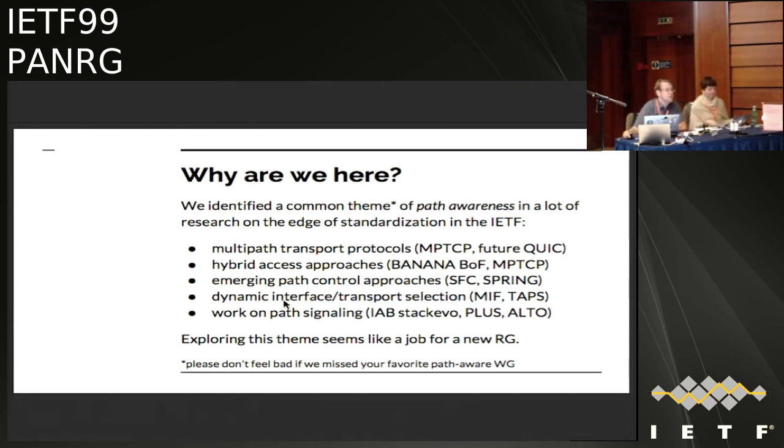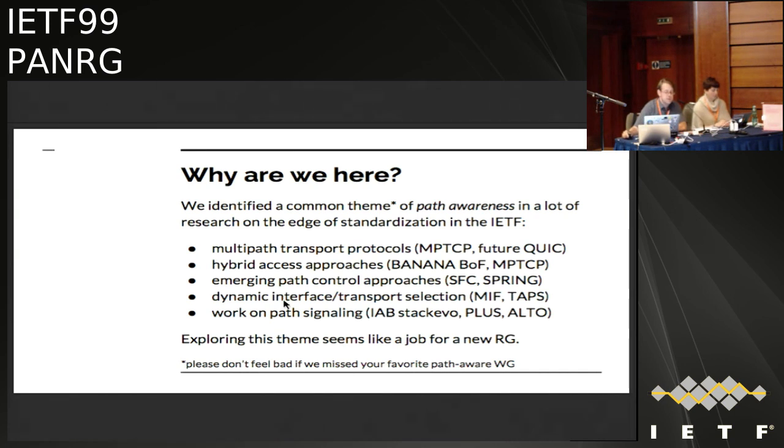So there's the multiple interfaces work in the MIF working group. That was a working group, or was that? I forget where that came from. That was from MIF. And then also some work on socket interfaces and on dynamic transport selection in the TAPS working group. And then there has been interest in path signaling, which came out of the IAB Stack Evo program a year ago. Next week, the PLUS BOF. And then also there's the ALTO working group. There's signaling about properties in the path. In that case, it's something that's out of band. So all of these things kind of fit together. They're strewn across different areas in the IETF. They all have kind of a research angle to them.